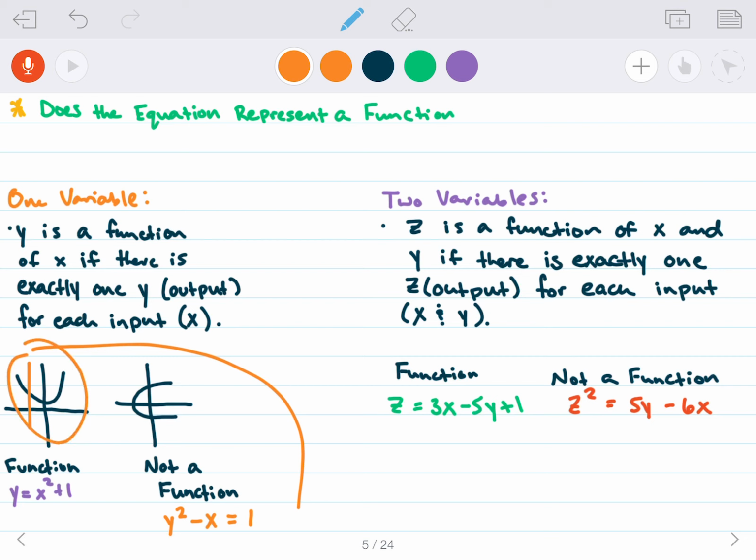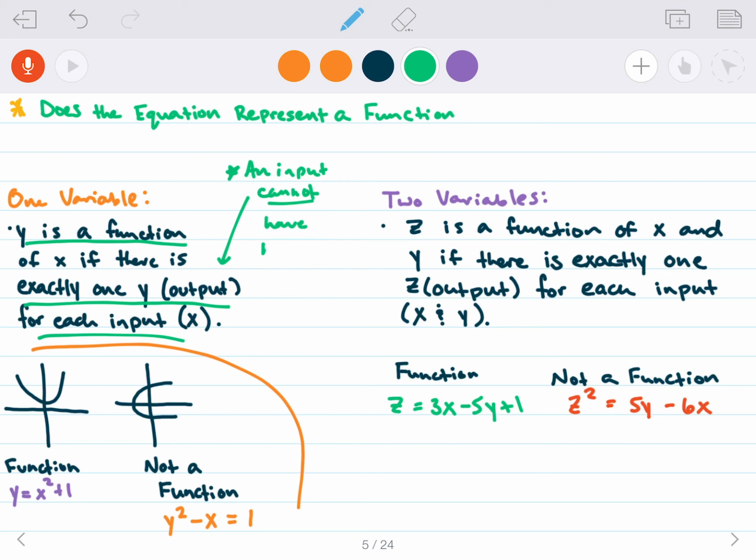So like this guy right here passes the vertical line test because you can draw a vertical line anywhere on the graph and it only passes through one point. Whereas this guy does not pass the vertical line test because he hits 2 points right here. So that was one way. Another way of looking at it is, by definition, y is a function of x if there is exactly one output for each input. So an input cannot have multiple outputs. Let's write that up here. An input cannot have multiple outputs.